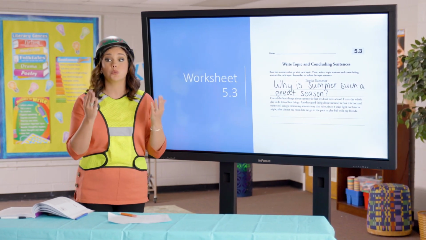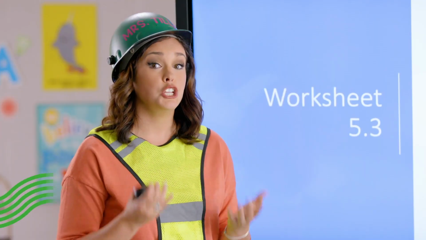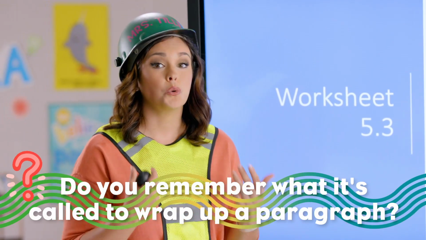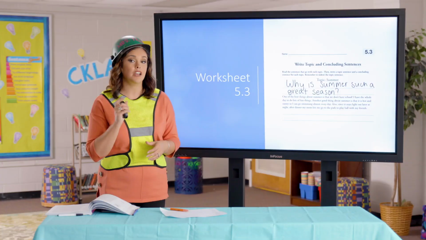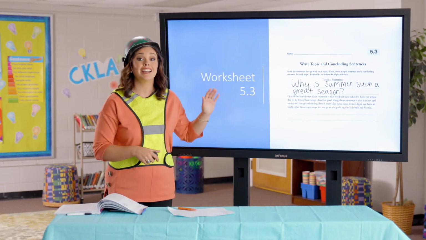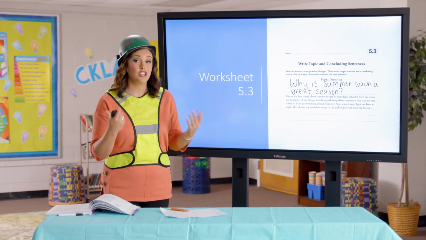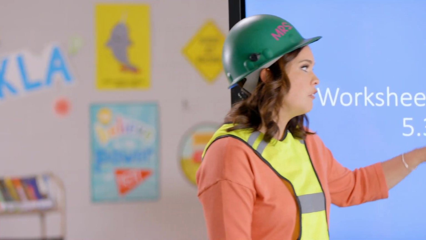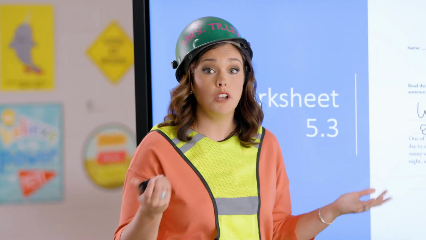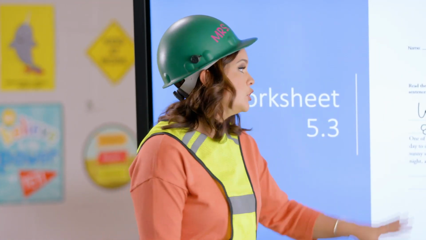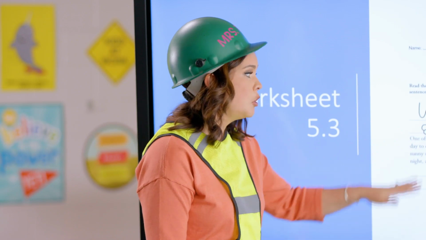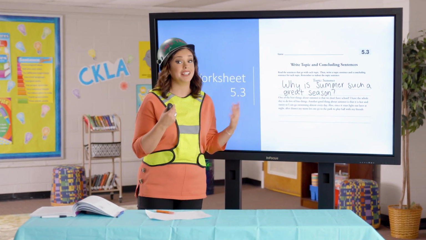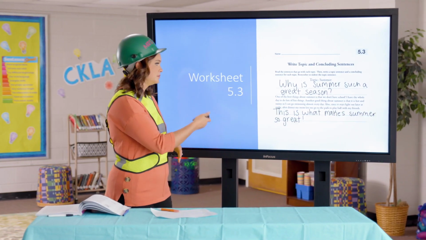Now it's time for us to wrap up our paragraph. Do you remember what the sentence is called that wraps up the paragraph? Right, the conclusion sentence. And remember, a conclusion sentence is always the last sentence, and usually it restates the topic sentence. How do you restate a question? One way is to answer it. So why is summer such a great season? We've just listed all the reasons. So why don't we say, this is what makes summer so great?